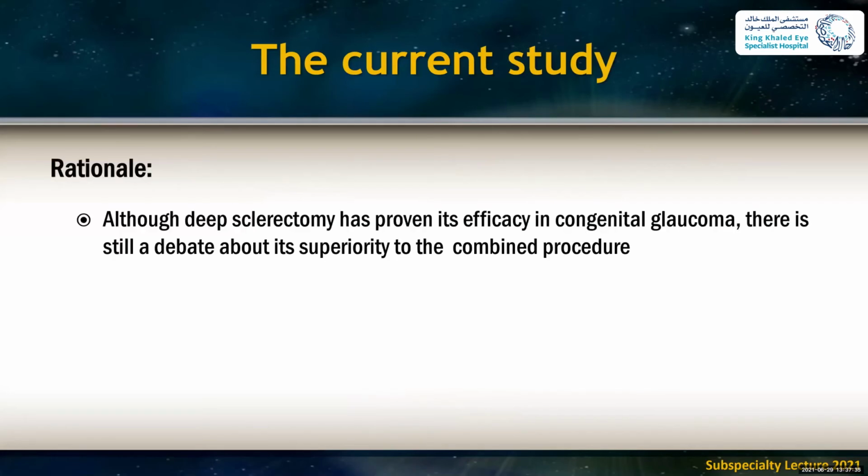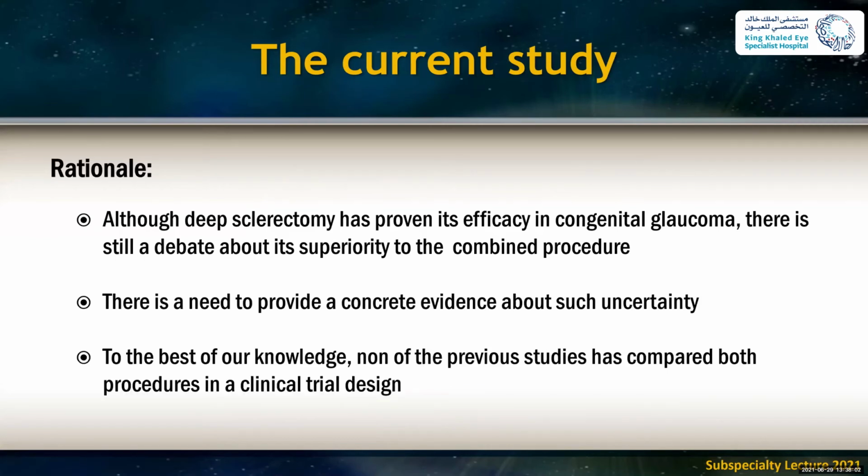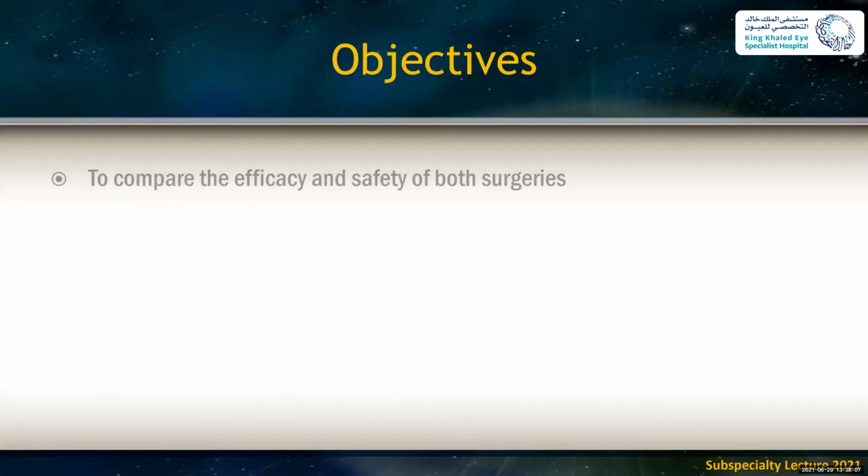So our rationale, to make a really solid impression about deep sclerectomy, is that we need to do such a study. Although deep sclerectomy has proven its efficacy in congenital glaucoma, there is still a debate about its ability compared to the combined procedure, and there is a need to provide concrete evidence. To the best of our knowledge, nobody did a study comparing the two procedures, whether retrospective, prospective, or clinical trial as we did.